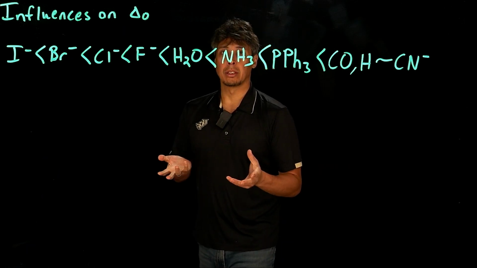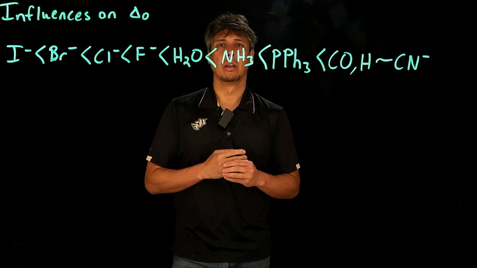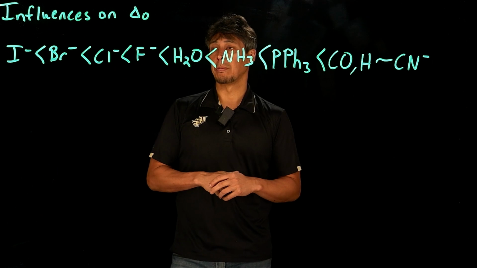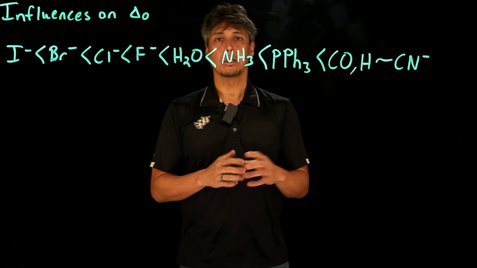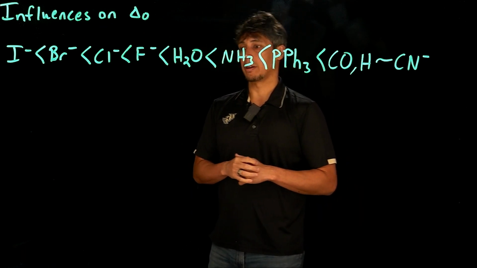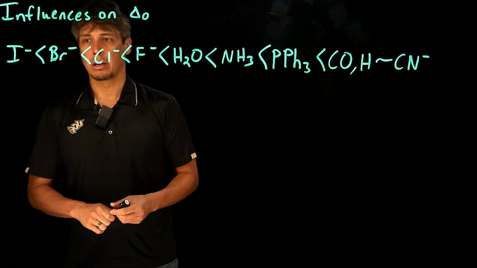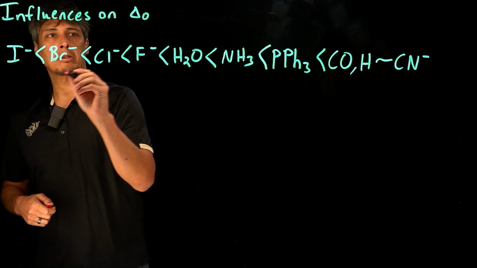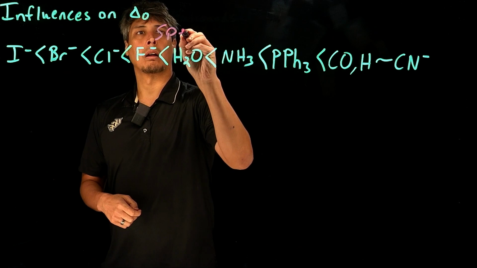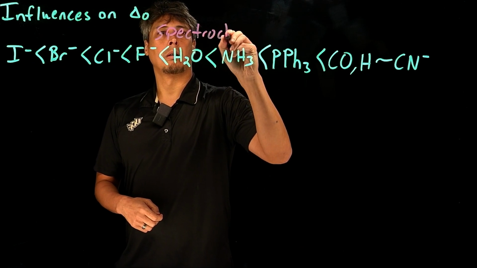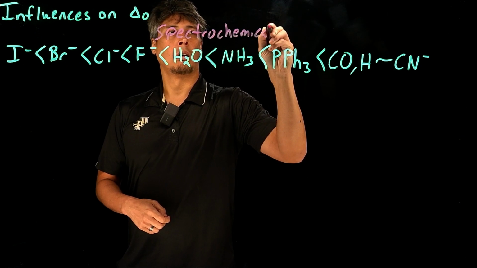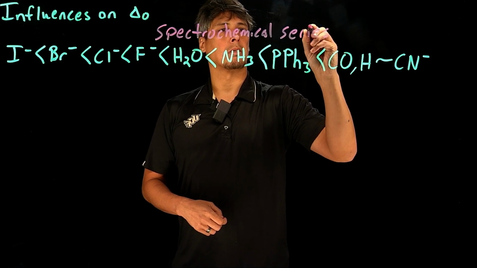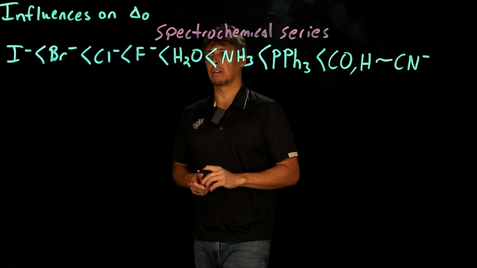Now, what influences delta in order to differentiate whether the complex is going to be in the low or the high spin state? So one thing that does is the nature of the ligands on the metal. Okay, and so we have what are termed strong field or weak field ligands. So this is called the spectrochemical series. And the spectrochemical series is actually more extensive, but for the purposes of this video, I have truncated it a bit.